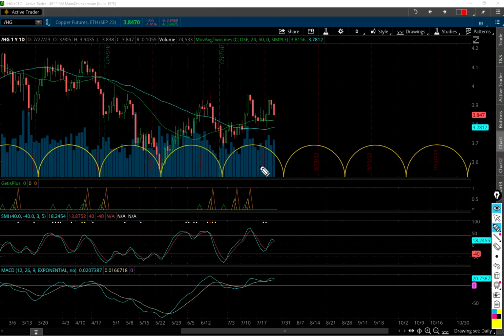This cycle right here is coming to an end, and a new one's going to begin right here. Right here is August 1st, the beginning of a new cycle. I'll just put 8/1.